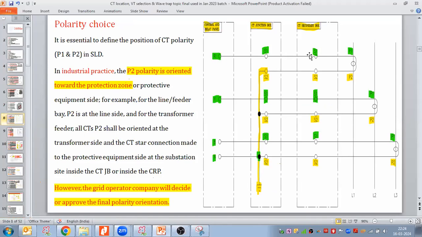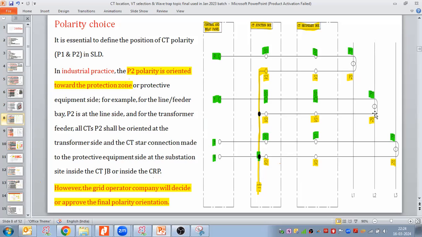Then from that CT secondary box, we take the cable and extend it till the CT junction box. That CT junction box we place on the middle phase, or the Y phase. So from R to Y, from B to Y, we have to place the cable. In the CT junction box, all S1, S2 of all phases, R phase, Y phase, B phase, are coming.